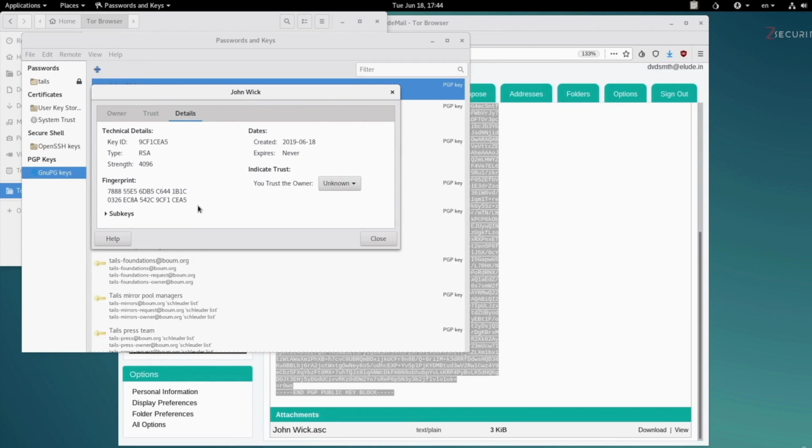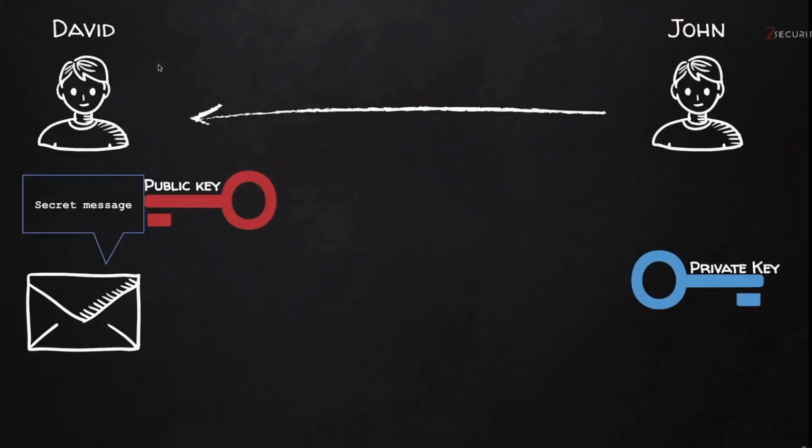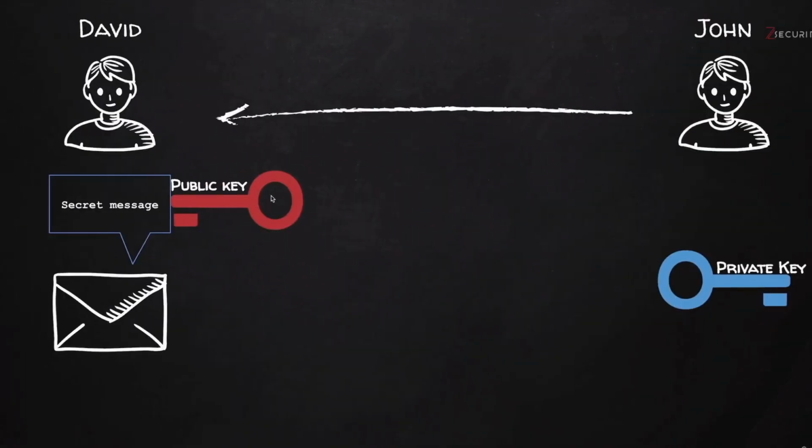For now, we have imported the public key of the person that we want to communicate with. So right now we can start encrypting data and send it to John. And the only person that will be able to see the content of this data is John, because he is the only person that has the private key.